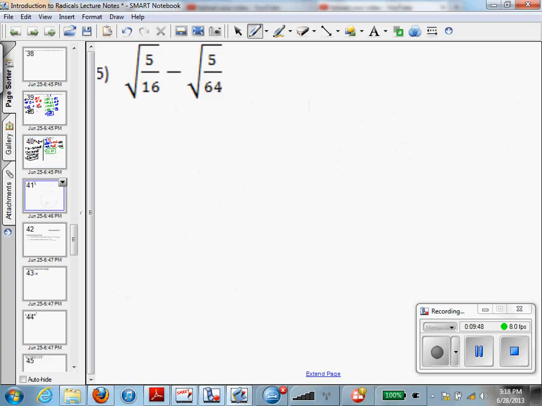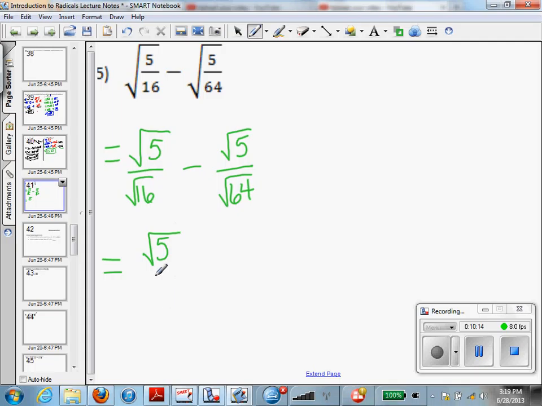For our final example, we have the radical of 5 over 16 minus 5 over 64. What I would recommend doing first is breaking each piece down. So we have the radical 5 divided by radical 16, minus radical 5 divided by radical 64. Radical 5 won't go anywhere because it's a prime number. It's not broken down into any perfect squares. But 16, if you take the square root of that, you have 4. And on the other side, we have the square root of 5, which won't go anywhere.